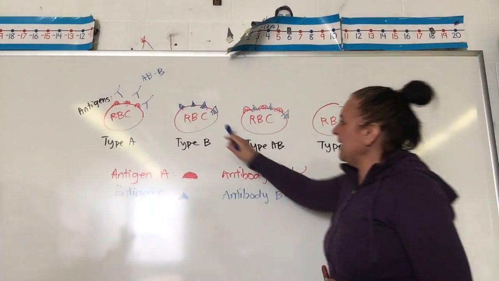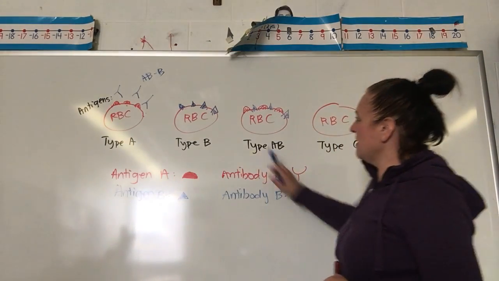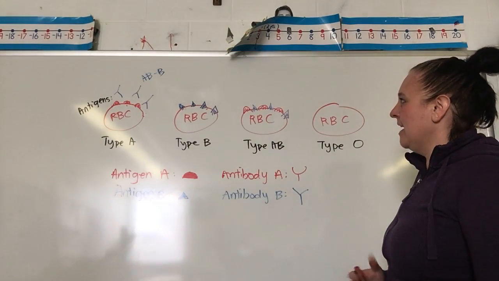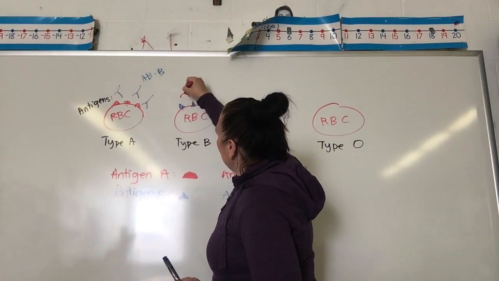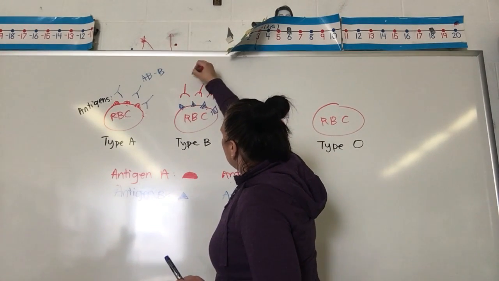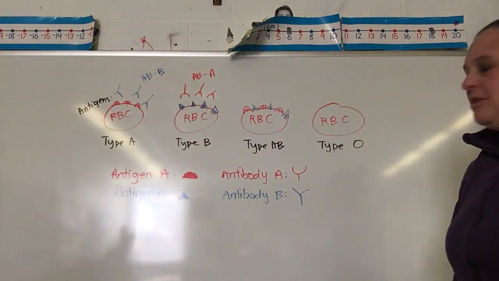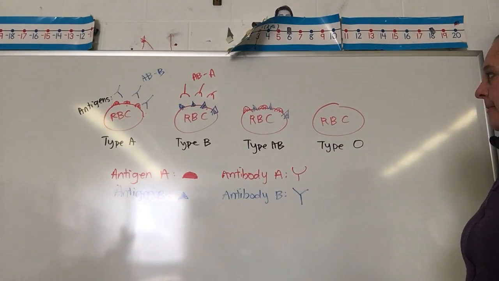If you have type B, you have B antigens, but you can't have antibody B, because look, their shape matches. So the B antibodies would attack your own blood, and that would be bad. So if you have type B blood with B antigens, you can only have antibody A, because those shapes don't match, so they won't be able to attack your red blood cells. So your antibodies are opposite to what your antigens are.